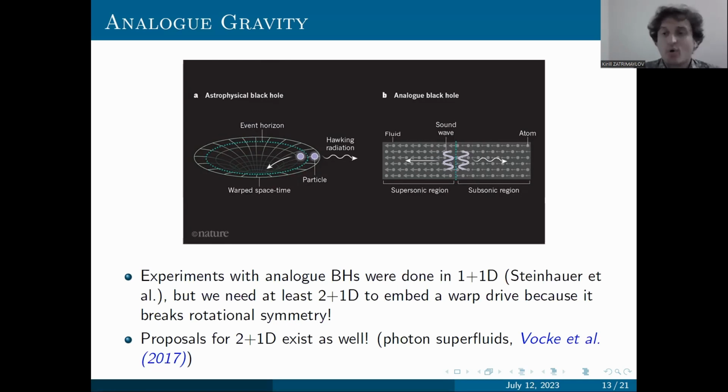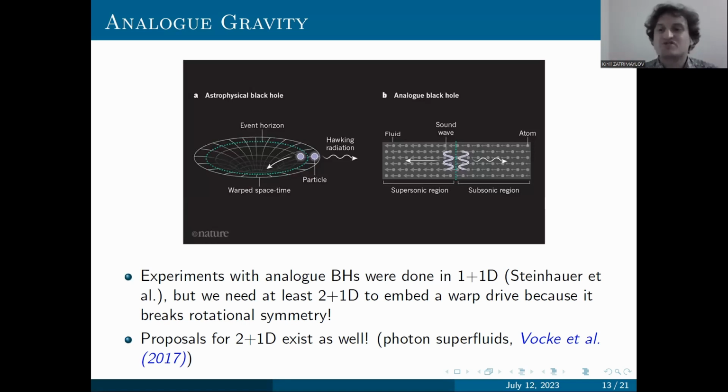However, if we want to see the embedding of the warp drive, the black hole is a rotationally symmetric system, and the warp drive which enters the black hole wormhole breaks this rotational symmetry. So to see this dynamic, it would be best to have at least a 2+1 dimensional system. These kinds of proposals exist as well for systems like photon superfluids, for example.